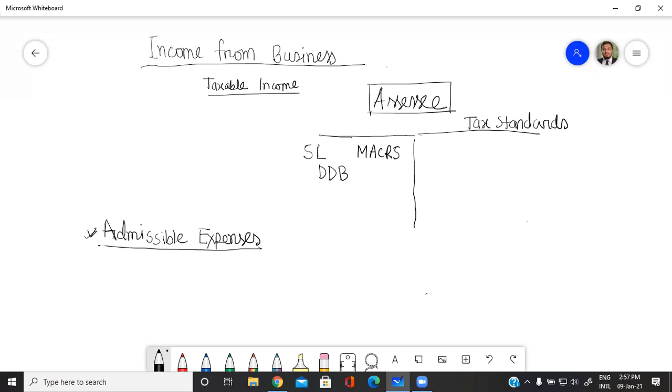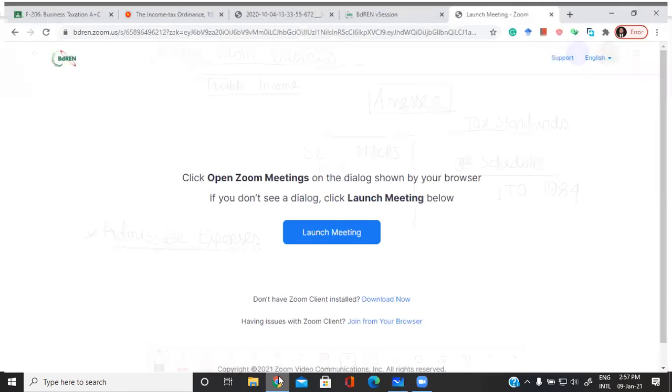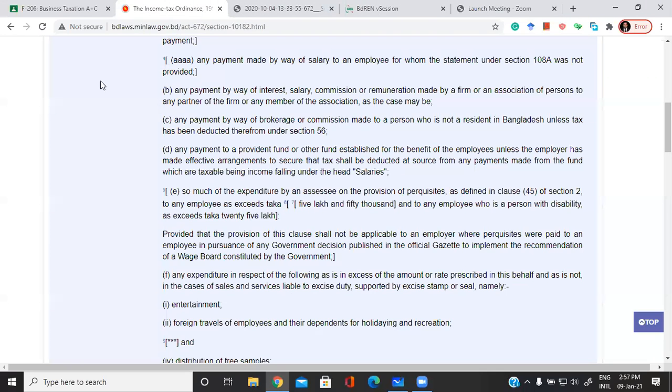Okay, so now what is the source here? The source is the Third Schedule. Can you recall there are some schedules in the Income Tax Ordinance? There are some schedules in addition to the sections in the Income Tax Ordinance 1984. Okay, that schedule is the Third Schedule. That schedule has specifically mentioned how much depreciation you can allocate, say for plant and equipment.